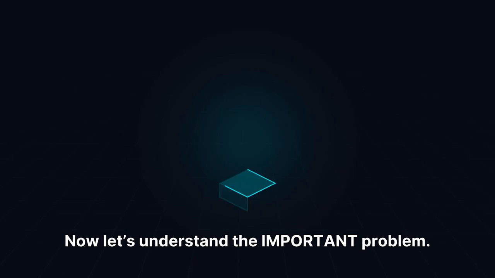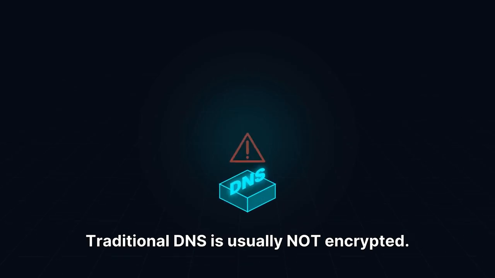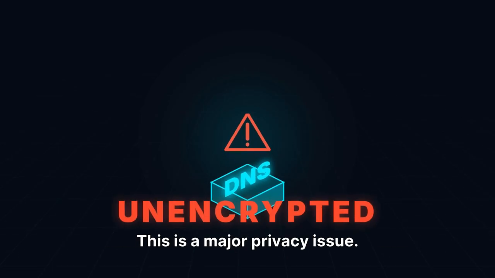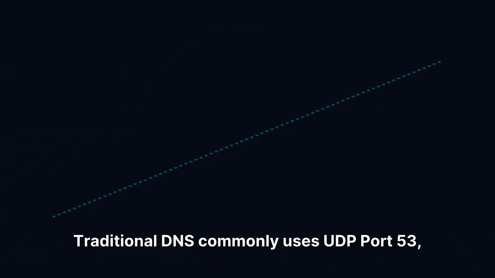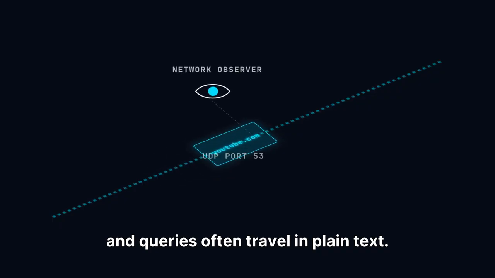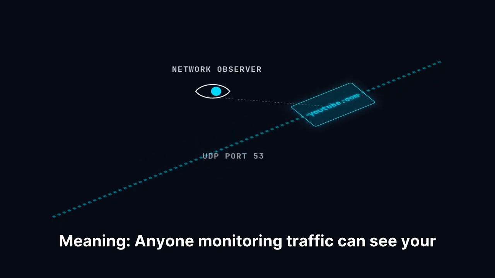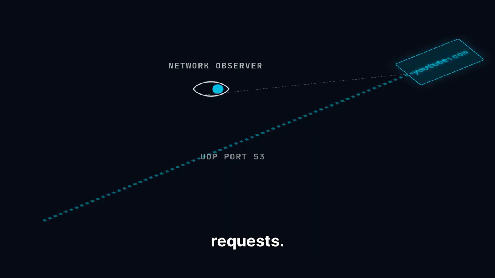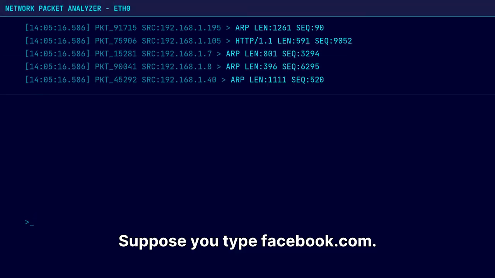Now let's understand the important problem. Traditional DNS is usually not encrypted. This is a major privacy issue. Traditional DNS commonly uses UDP port 53, and queries often travel in plain text, meaning anyone monitoring traffic can see your requests. Suppose you type facebook.com.